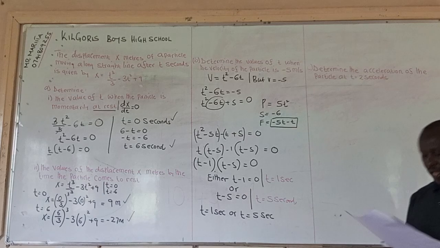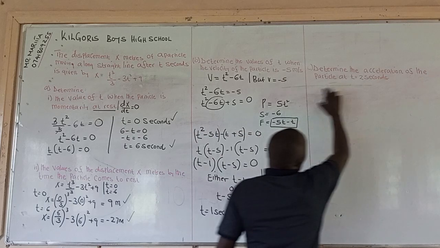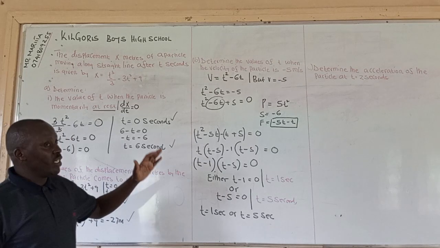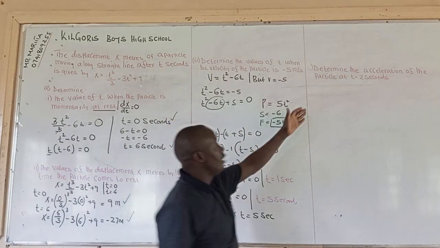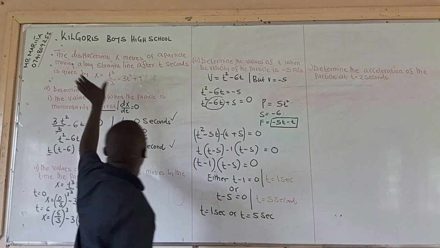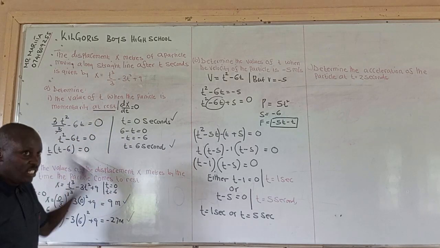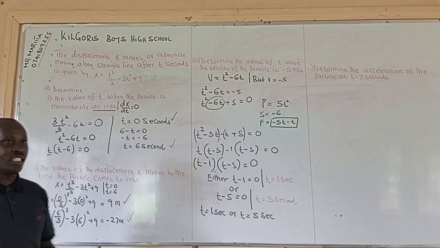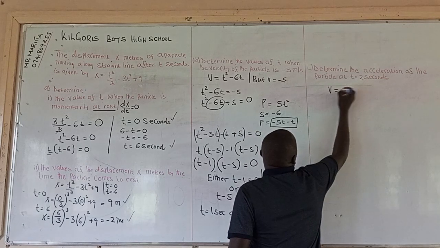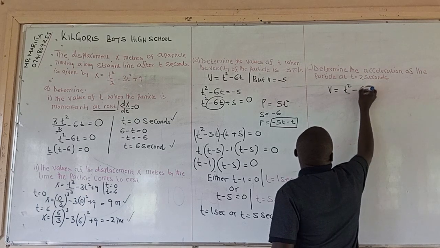Then finally we have to determine the acceleration of the particle at t equals 2 seconds. So before we substitute the value of t, we are supposed to understand how to get the acceleration. We differentiate displacement to get the velocity. From differentiation of the velocity, we can get the acceleration. And our velocity here was v equals t squared minus 6t.